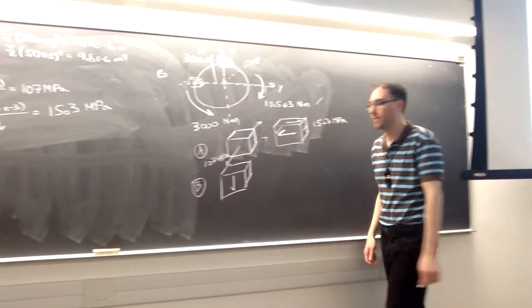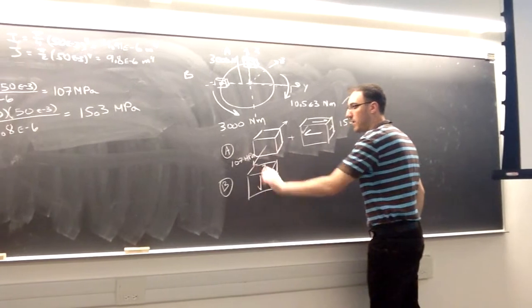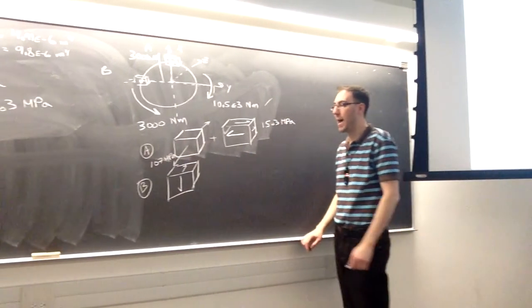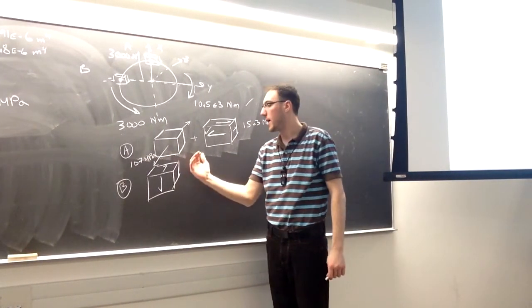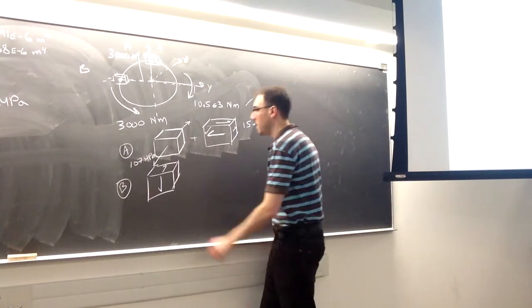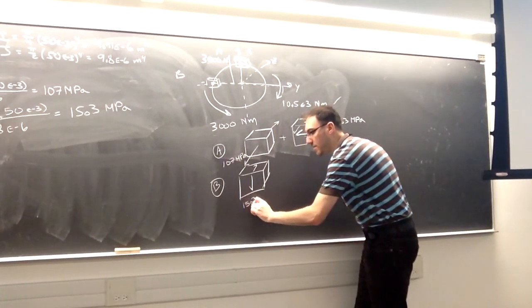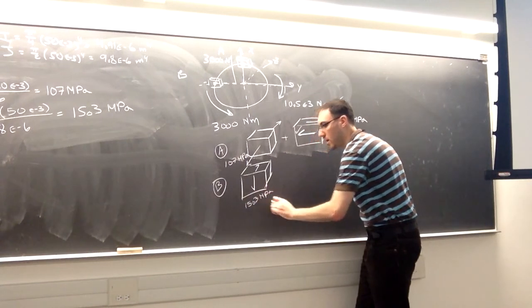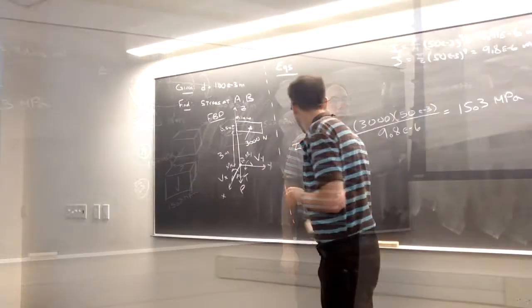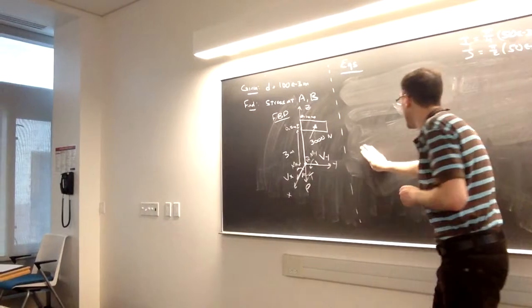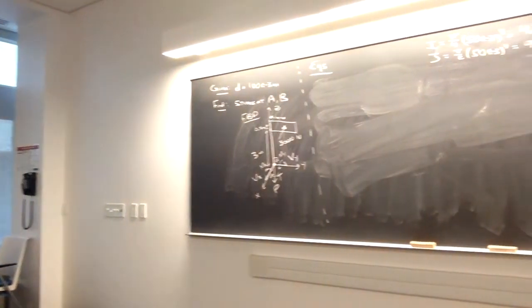It's down on that front face, which means to balance it out, on the top face it's going to be pointing back, on the bottom forward, and on the back face it would be pointing up. But the magnitude is the same, 15.3 megapascals. Right, so lastly, we have to take care of that shear force in the x direction.